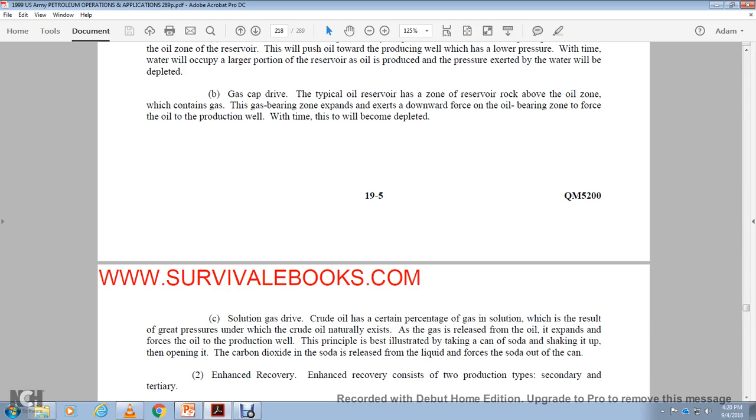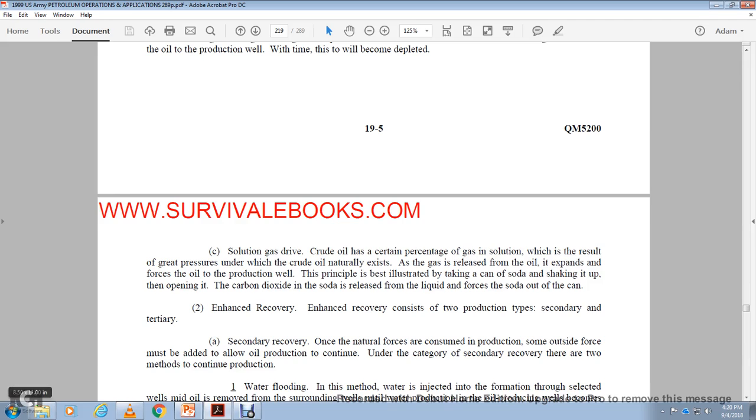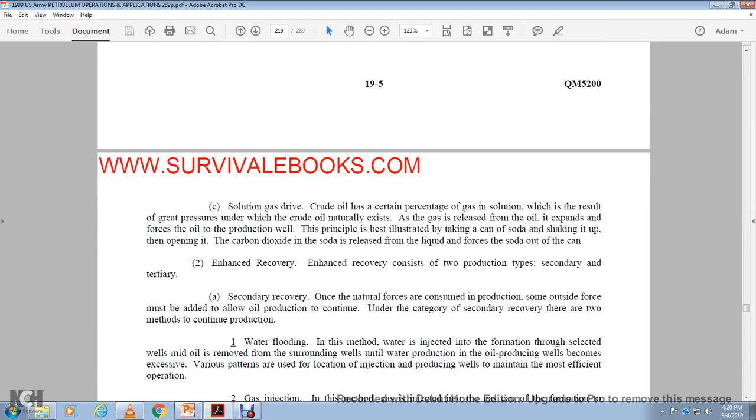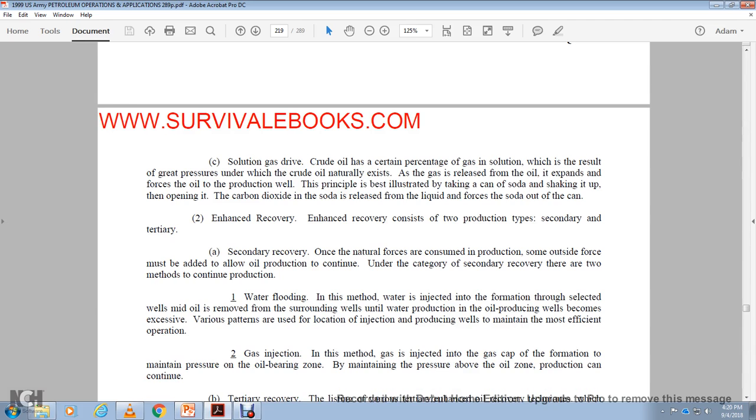Enhanced recovery. Enhanced recovery consists of two types of production, secondary and tertiary. Secondary recovery: when the natural force is consumed with the production, some outside force must be added for oil production to continue. This falls under the category of secondary recovery, a method of continuing the production. Water flooding: water is injected into the formation to move the oil toward the surrounding wells, until the water produced by the oil producing well becomes excessive, at which point the well is shut off to maintain the most efficient operation.